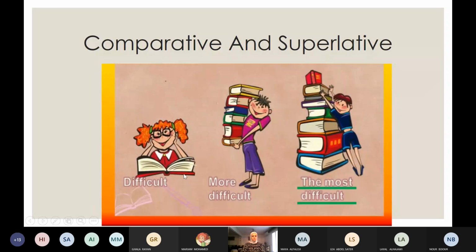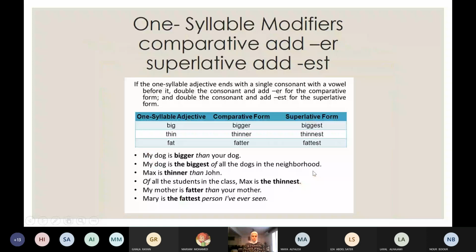Difficult, the exam is difficult. It is more difficult, the most difficult exam. Here, if I have a 1 syllable adjective, a modifier is an adjective or an adverb, 1 syllable, small word, I pronounce it without changing the opening of my mouth. What is 1 syllable? The word, when I open my mouth, 1 open, it is 1 syllable, like big. Okay, big. So big here is 1 syllable, short word, fat.